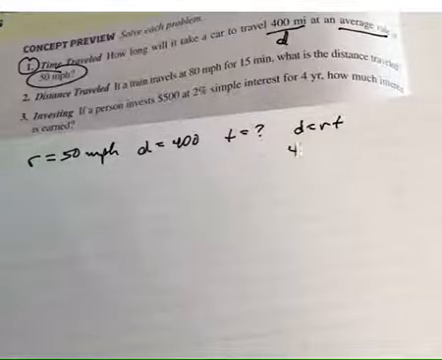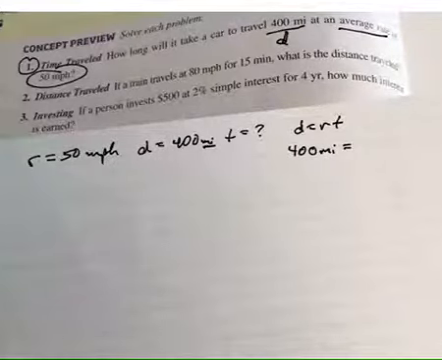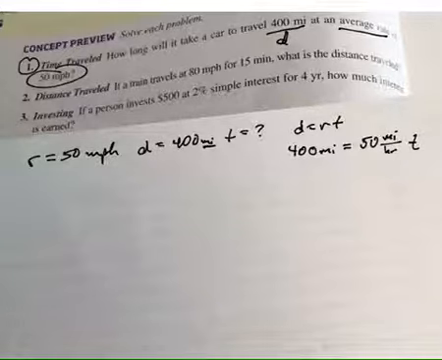The distance is 400. Actually, I'll put the units in so you can see how that works. The distance is 400 miles. The rate is 50 miles per hour, and the time we don't know, so I'll write t. If I divide both sides by 50, notice what happens to the units.